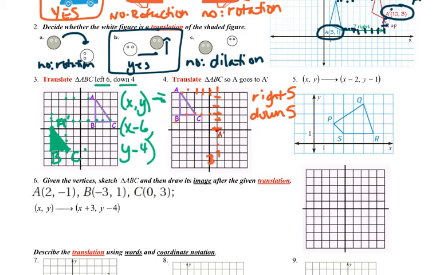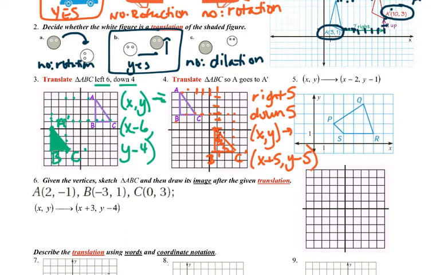And then take the C and go 1, 2, 3, 4, 5, 1, 2, 3, 4, 5. Right 5, down 5. And then connect the dots. So there's the new triangle. If I wanted to say that in math language, it would say (x, y) goes to (x plus 5, y minus 5), for right 5 and down 5.